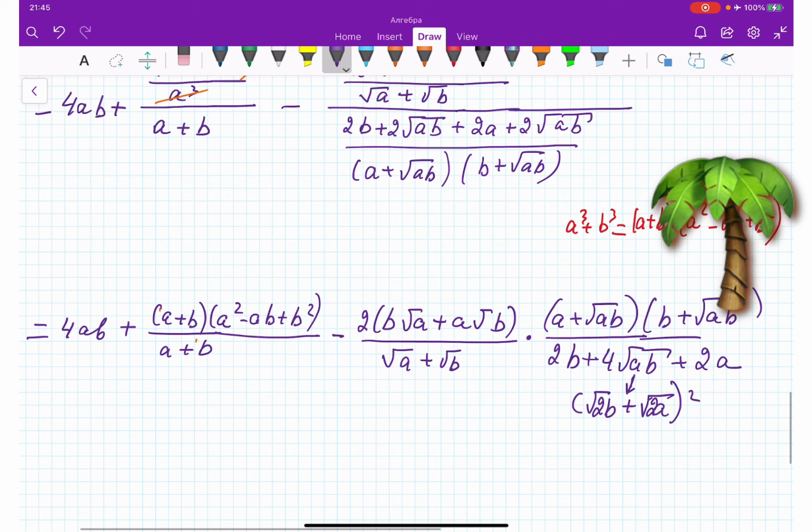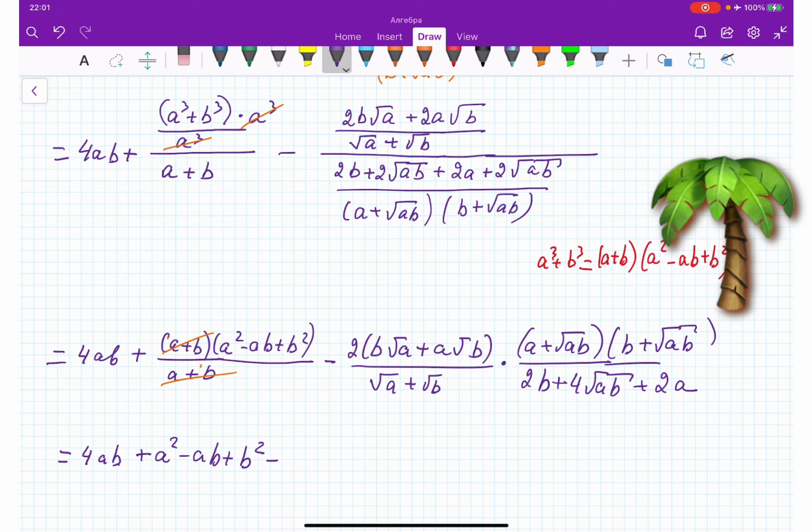Well, let me write down this first fraction first, 4ab plus... oh, I didn't even pay attention. This I can cancel with this. Beautiful. ab plus a squared minus ab plus b squared. So minus, so let's work out this numerator, this one.